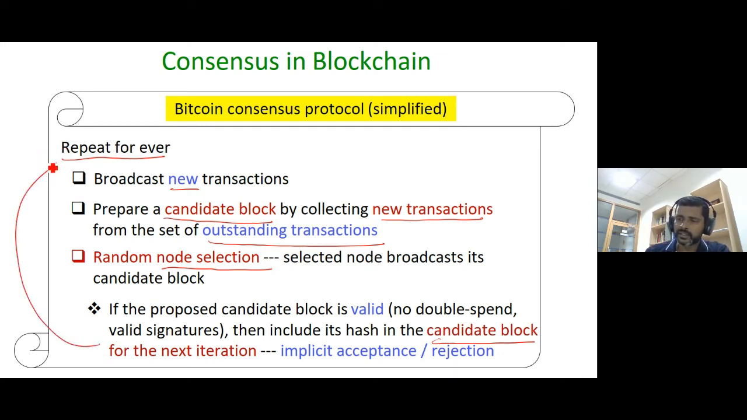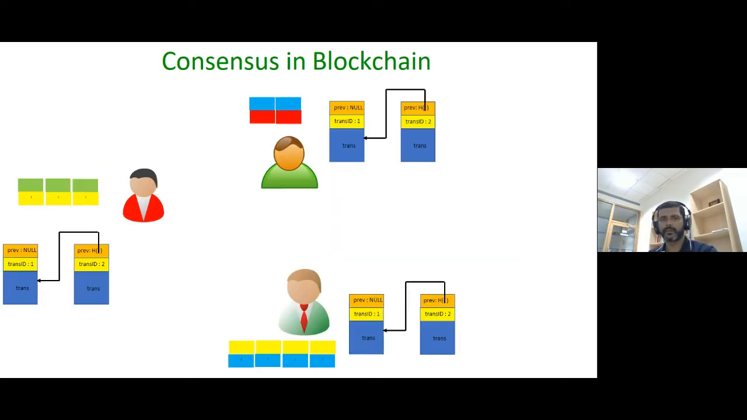And then again, I go to the next iteration. That means all the transactions which have now been included in my local copy of the blockchain will be flushed from my set of outstanding transactions. And now in the next round, I will again be repeating this process.